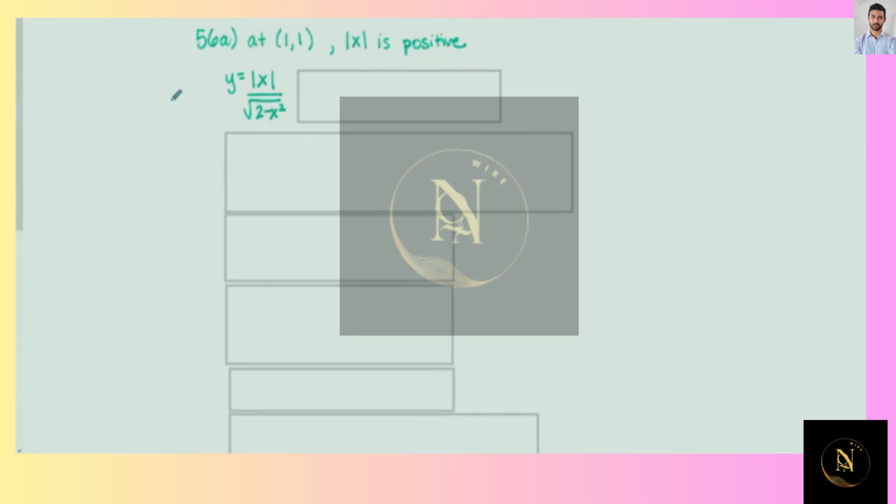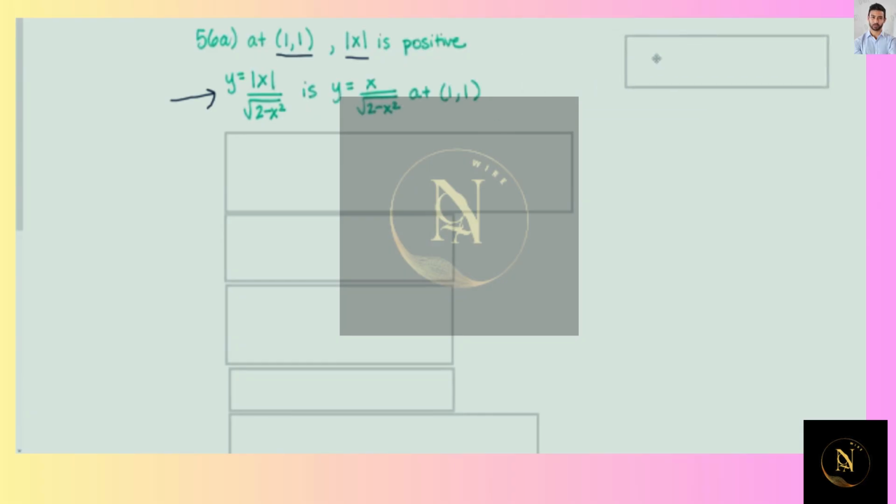Okay, here we have the function y equals the absolute value of x over the square root of 2 minus x squared, and we want to find the equation of the tangent line at the point 1, 1. Now keep in mind that at that point the absolute value of x is positive, and the absolute value of x is equal to x when you have a positive x value. So we can just replace the absolute value of x with x when we're at a positive x value, and that makes the differentiation much simpler.